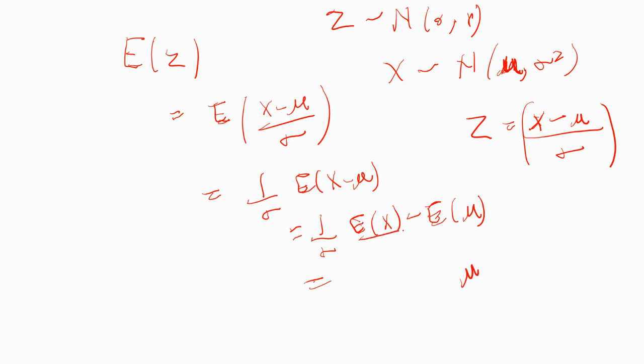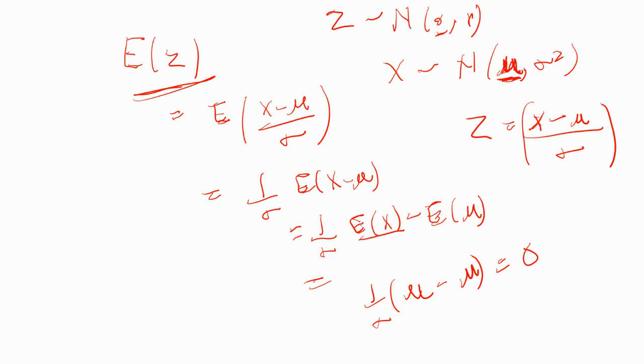And expectation of x. What is x here? X is a normal random variable whose mean is mu. So it is given, it is mu. So expectation of x will be mu. So it will be 1 upon sigma times mu minus mu. It will be 0. So the expectation of z is 0.